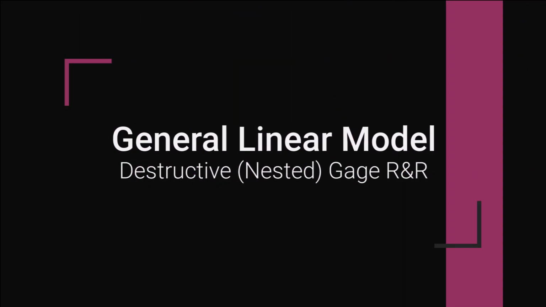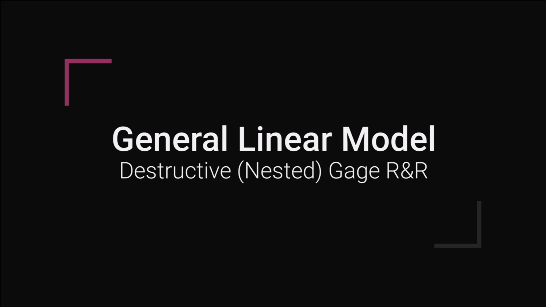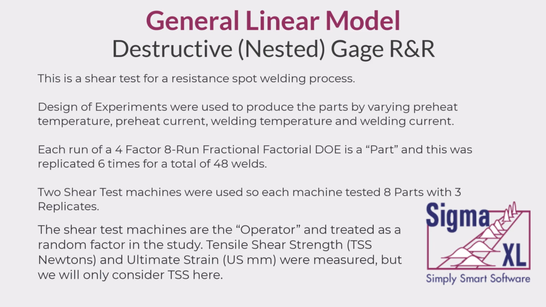For our second example, we will analyze data from a destructive nested Gage R&R published in the Journal of Mechanical Engineering. A link to this paper is provided in the SigmaXL workbook and the datasheet. This is a shear test for a resistance spot welding process. Design of experiments were used to produce the parts by varying preheat temperature, preheat current, welding temperature, and welding current.